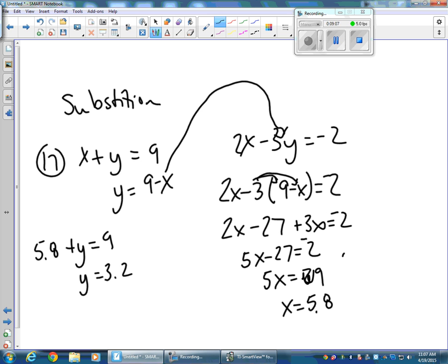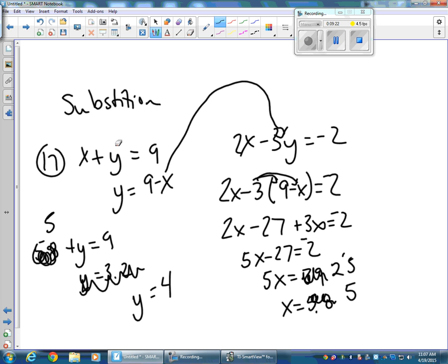So if I add 27 and negative 2, I get 25, and then divide by 5, x is 5. That works a little bit easier. If x is 5, then y is 4.